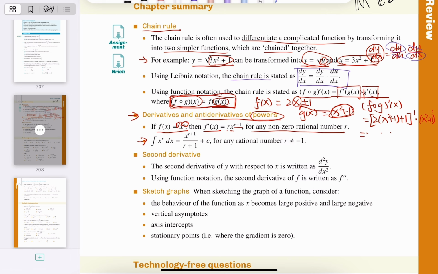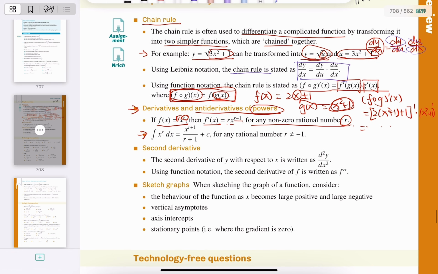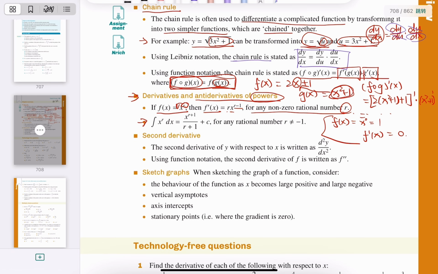Note that this is for any non-zero rational number r. That's because if r is 0, then f(x) is x to the power 0, which is just equal to 1, and then the derivative is equal to 0. That's for constant differentiation.